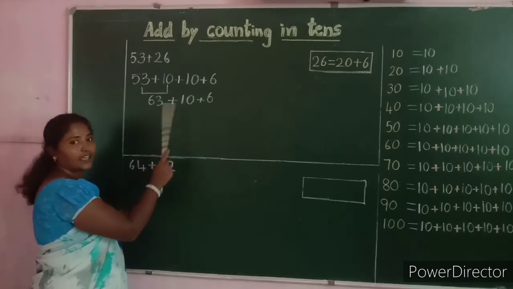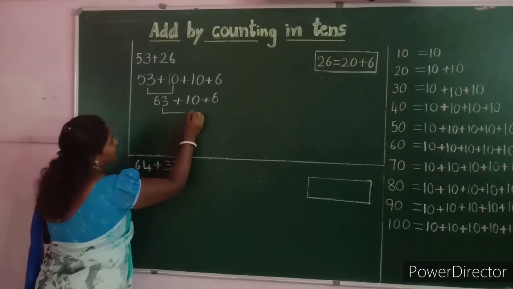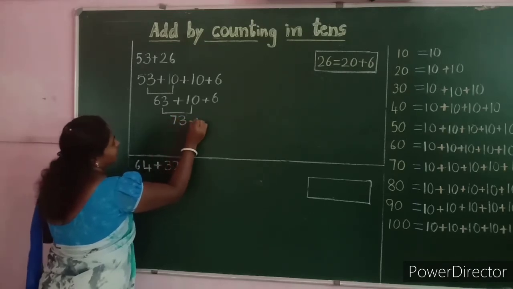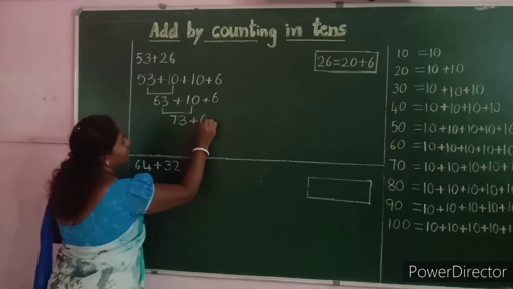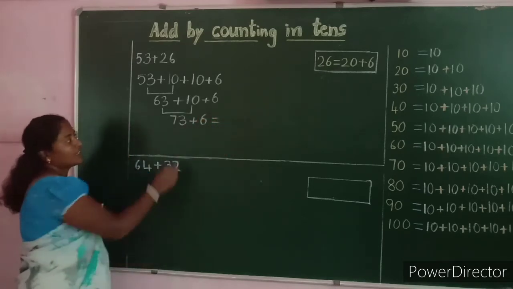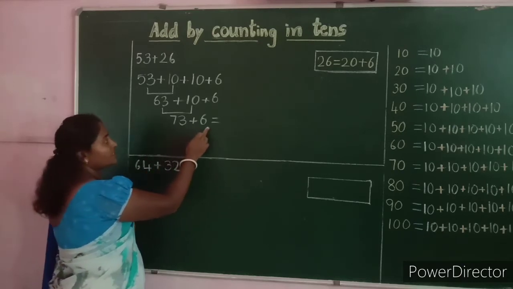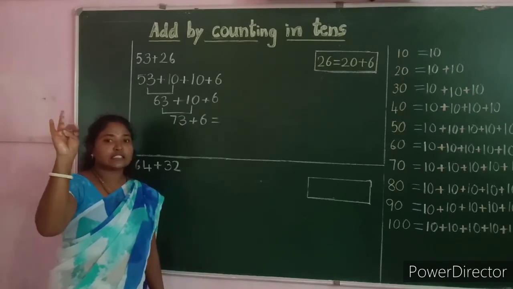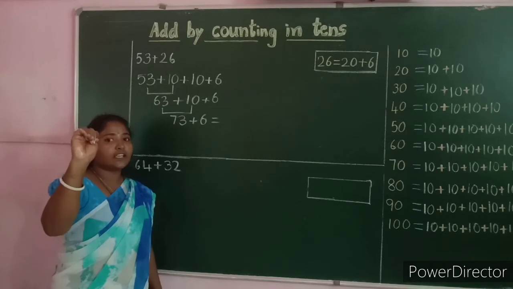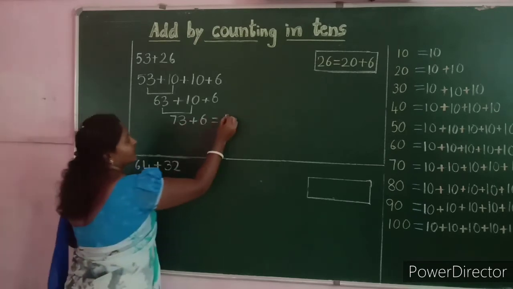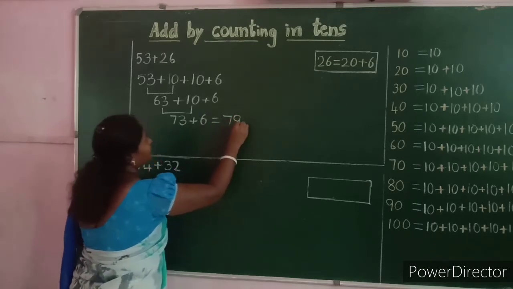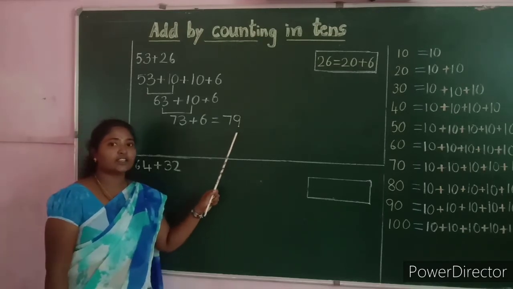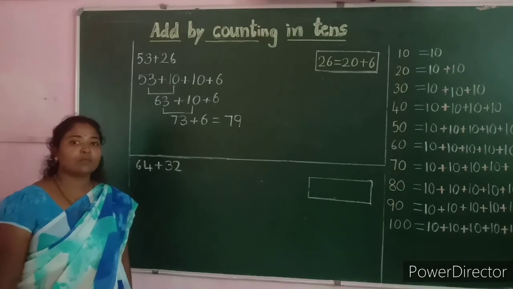63 plus 10. 63 plus 10 is, yes, 73. 73 plus, in the unit place, 26. The answer is 79. Let's take one more example.